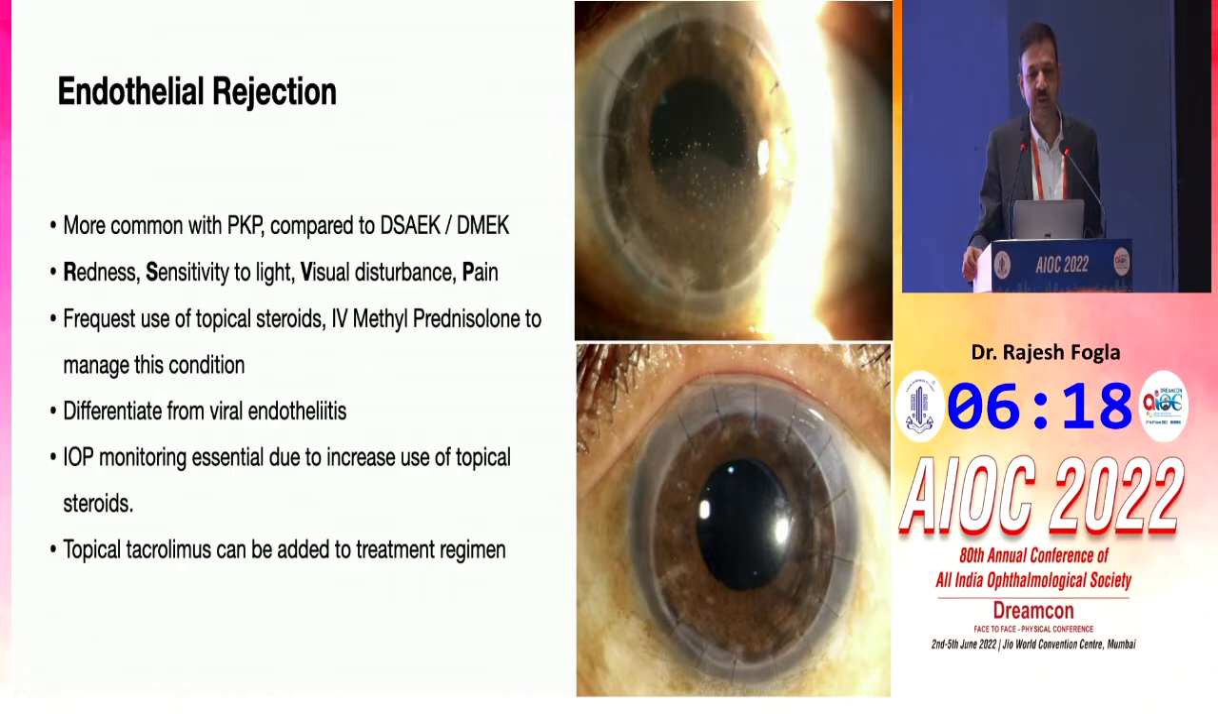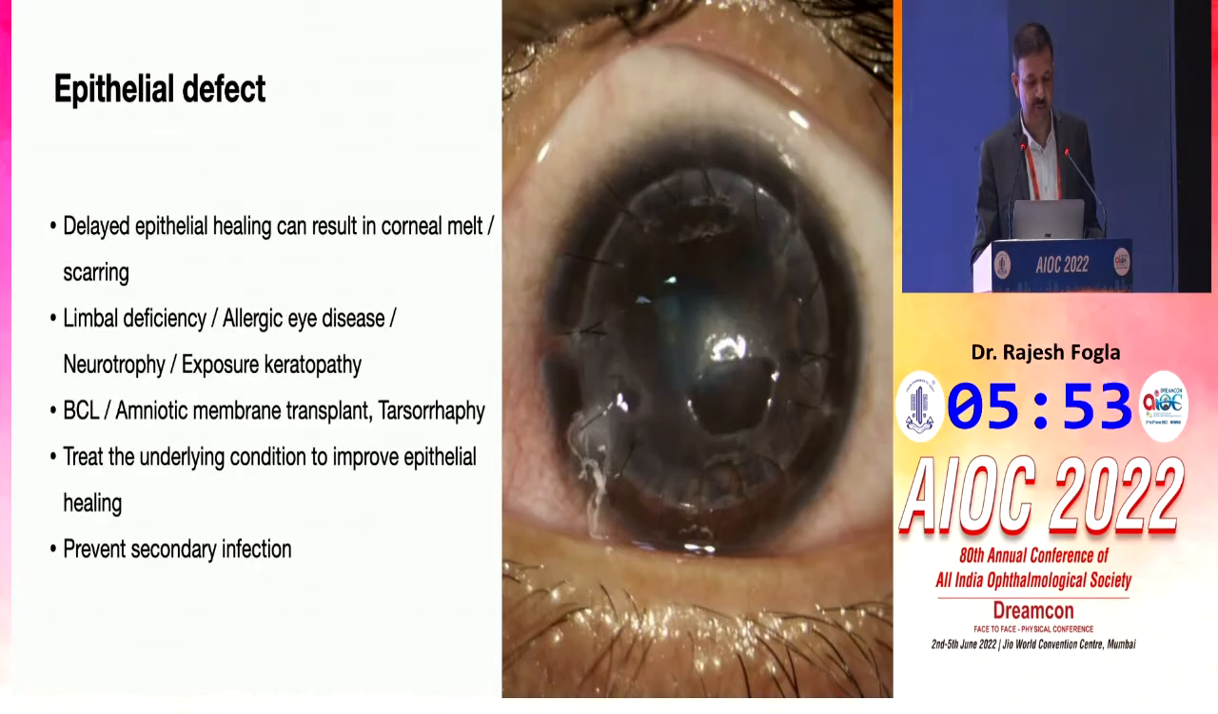And a lot of times with DSEK and DMEK, the clinical signs and symptoms of rejection may be much milder, so you have to go ahead and do a careful slit lamp examination, which can help you identify the condition. And in the long term, besides using the topical steroid frequently, topical tacrolimus is quite useful to provide relief and also to reduce the risk of a subsequent rejection episode.